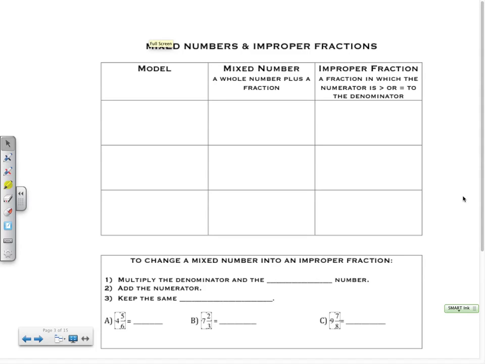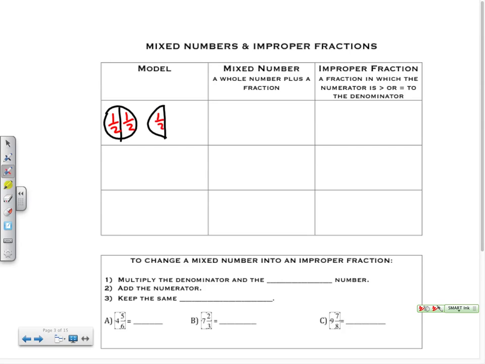We're going to start with a model, then we're going to look at what a mixed number is and what an improper fraction is. So our first model, we're going to represent one whole that is split into halves. Each part of that whole is 1/2. And we're going to show another half.